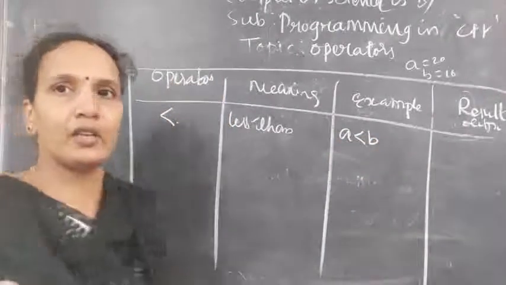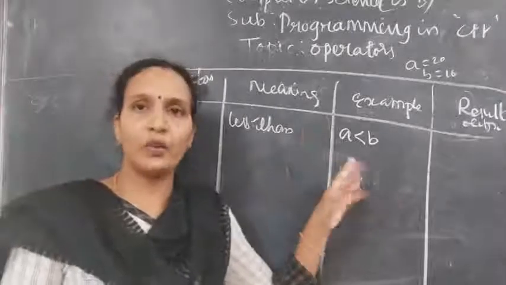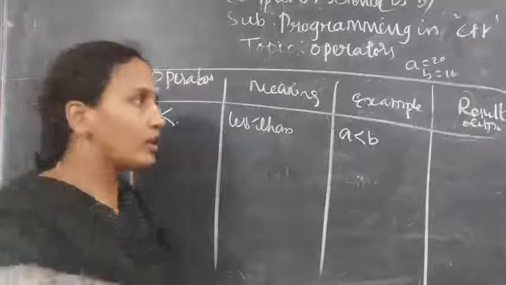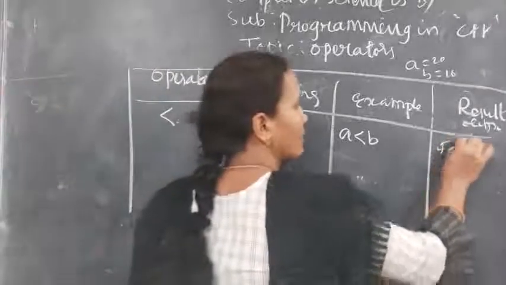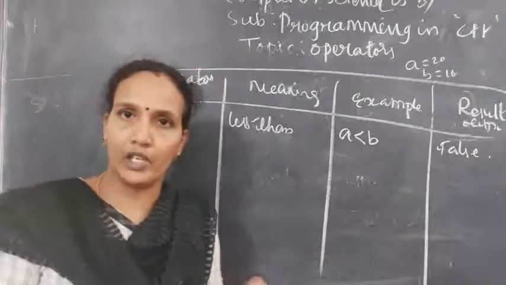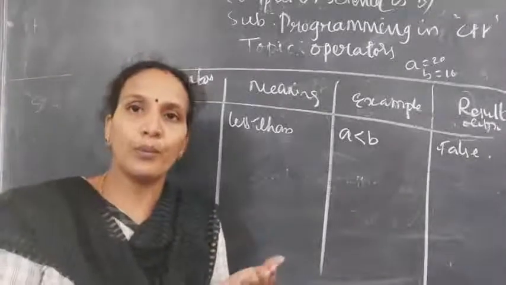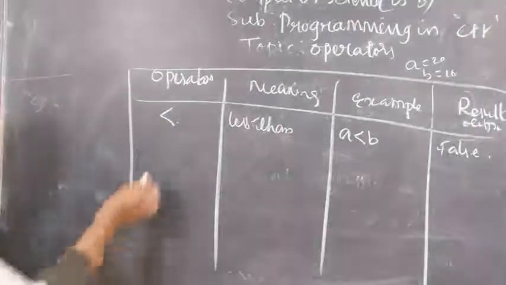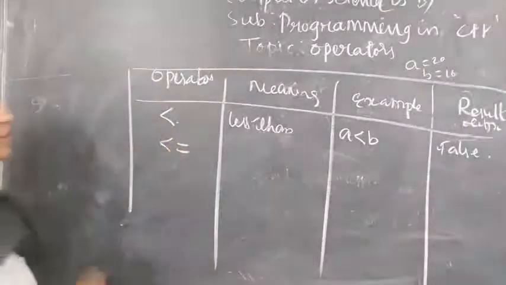What is the A value here? 20. What is the B value? 10. Is 20 less than 10? The condition is false, so you will get the result false. As already said, a relation expression always gives a Boolean result, that is either true or false.